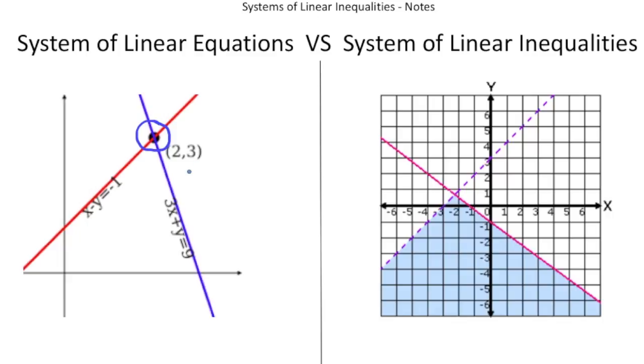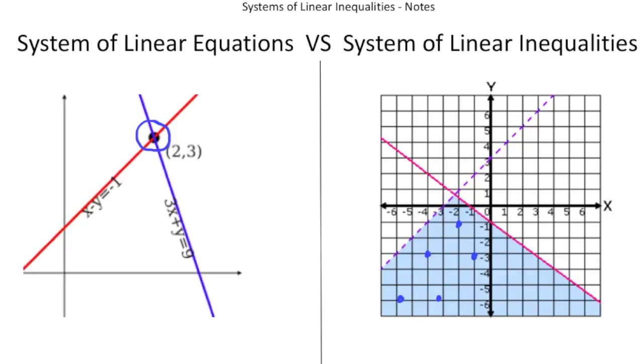Okay, now over here is a system of linear inequalities, and the difference is what's represented in the blue. These are all solutions to the system. So point here, point here, point here. Anything that's in the blue is a solution.